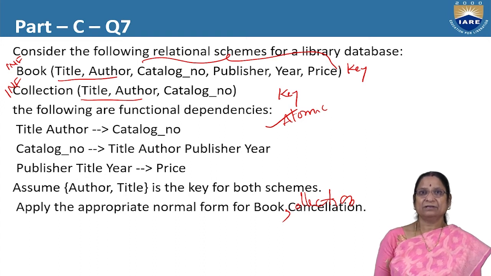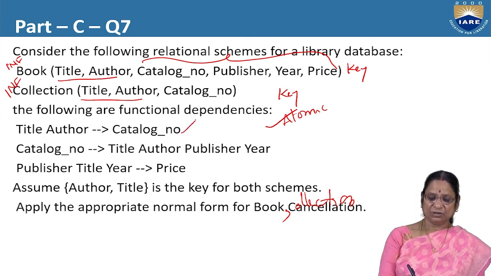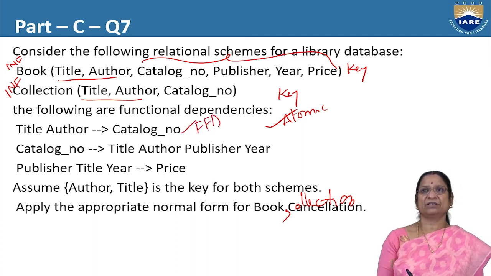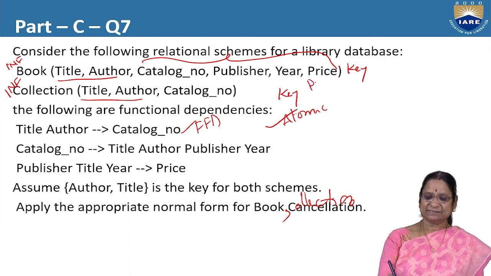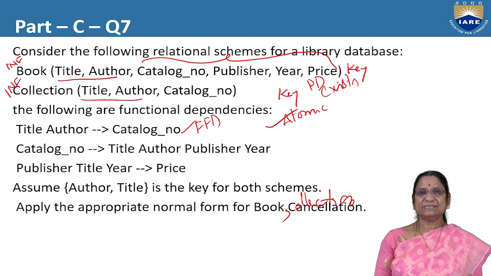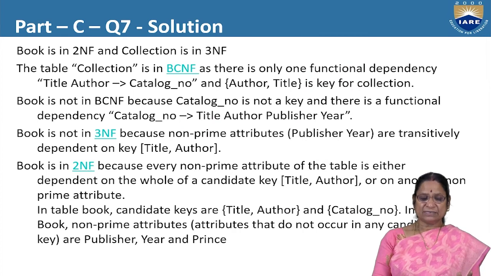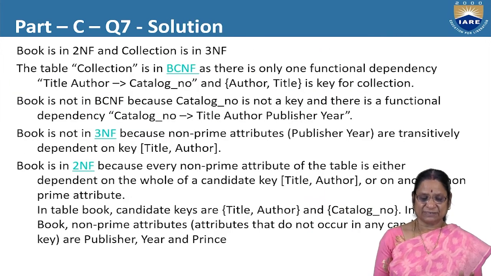That is a partial dependency. So in the first case, partial dependencies exist in book, and in the collection, title author determines catalog name, which is fully functionally dependent, FFD. But in the book relation scheme, partial dependencies exist. So that's why book is not even in second normal form. We can convert it into second normal form, but collection is already in second normal form.